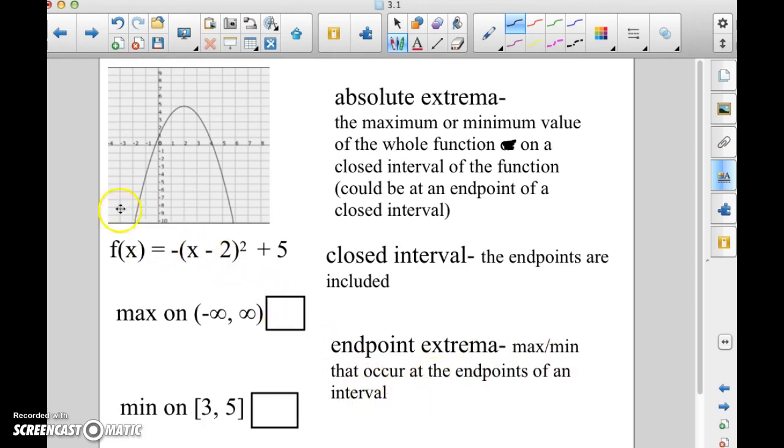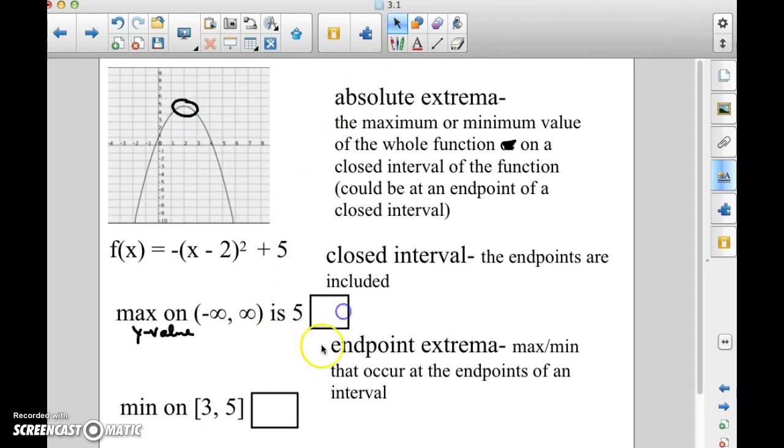So let's look at this function I've graphed over here, negative quantity x minus 2 squared plus 5. If I'm asking for the max on negative infinity to infinity, I'm asking for the maximum y value on the open interval, the whole interval. The absolute extrema can be the maximum or minimum on the whole interval or the closed interval. That maximum value would occur right here. That's the top, and the y value there is 5. So our max is 5.